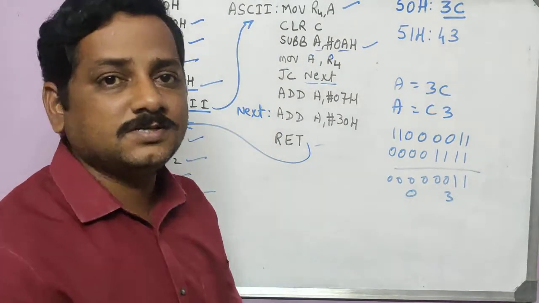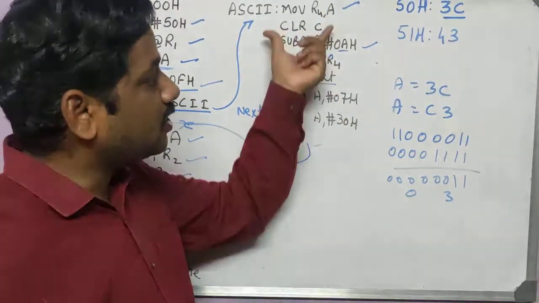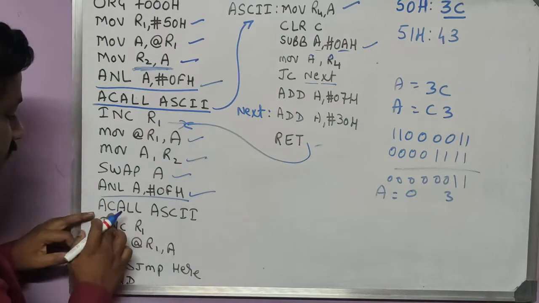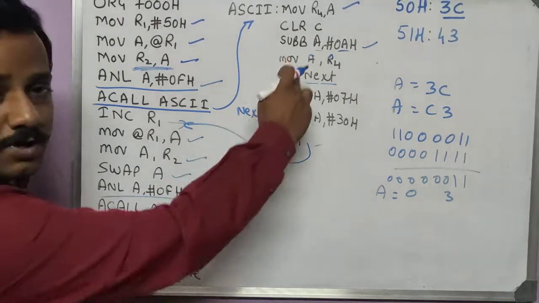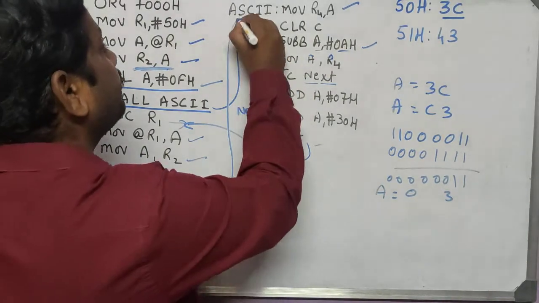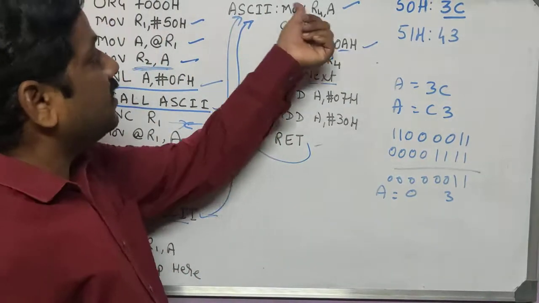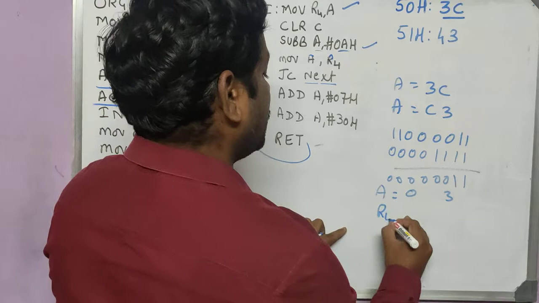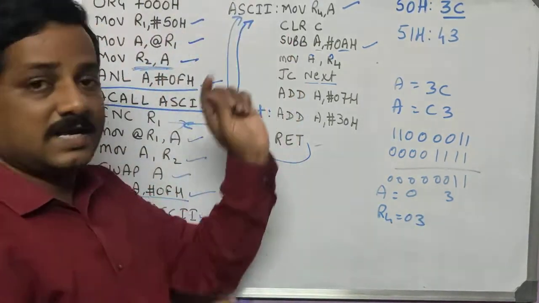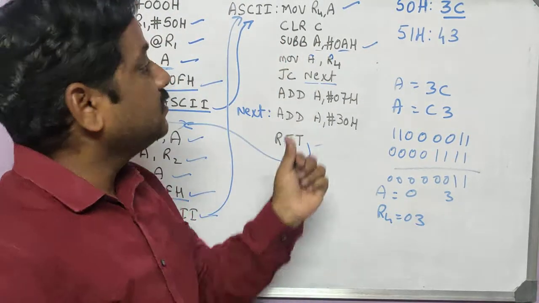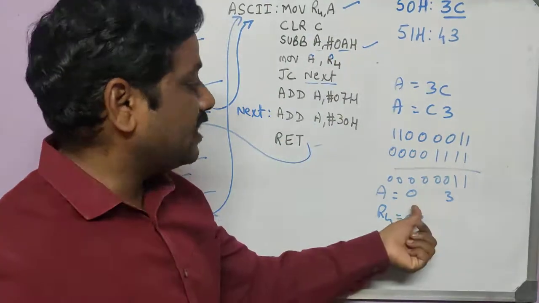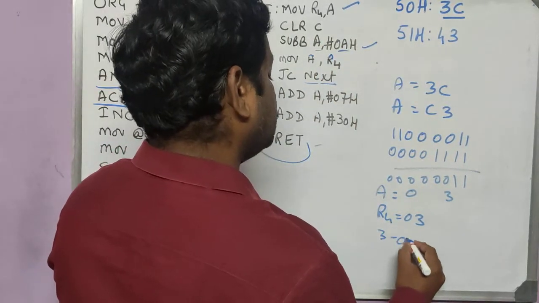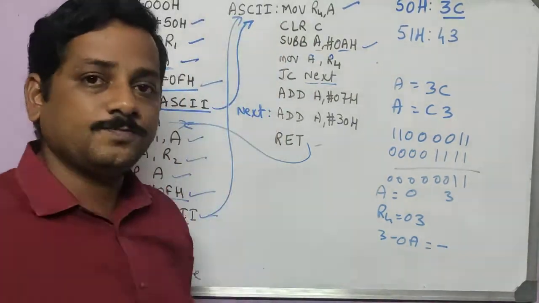Now we got 03. Now just convert it. So this is the conversion program. The accumulator is having 03 and now we call ASCII. We call this program, it will jump to this program now. Now temporarily store it into R4, so R4 will have 03. Then clear the carry and subtract A. What do we have in A? We have 3. A minus 0A, so 3 minus 0A, we get a negative number now.